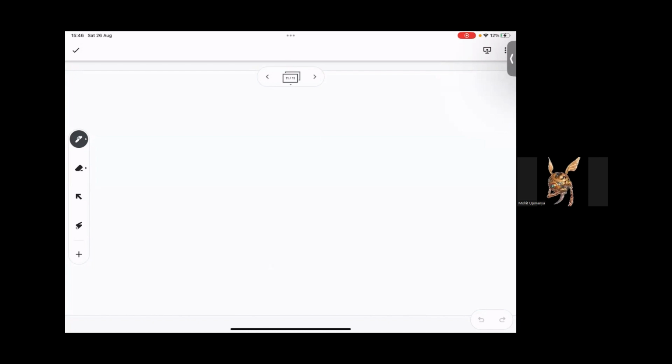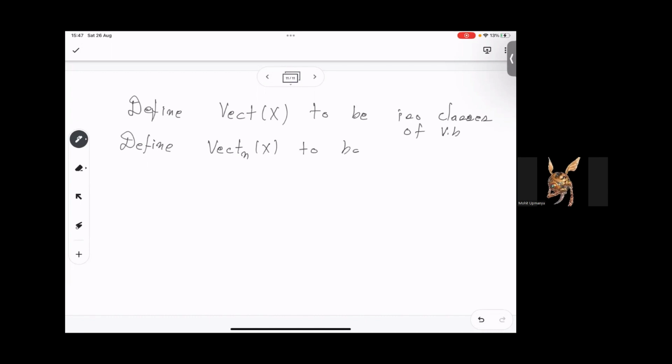Okay, so another fact that we did not really properly do last time, but we will state now. Define Vect X to be isoclasses of vector bundles. Define Vect_n X to be isoclasses of rank n vector bundles.